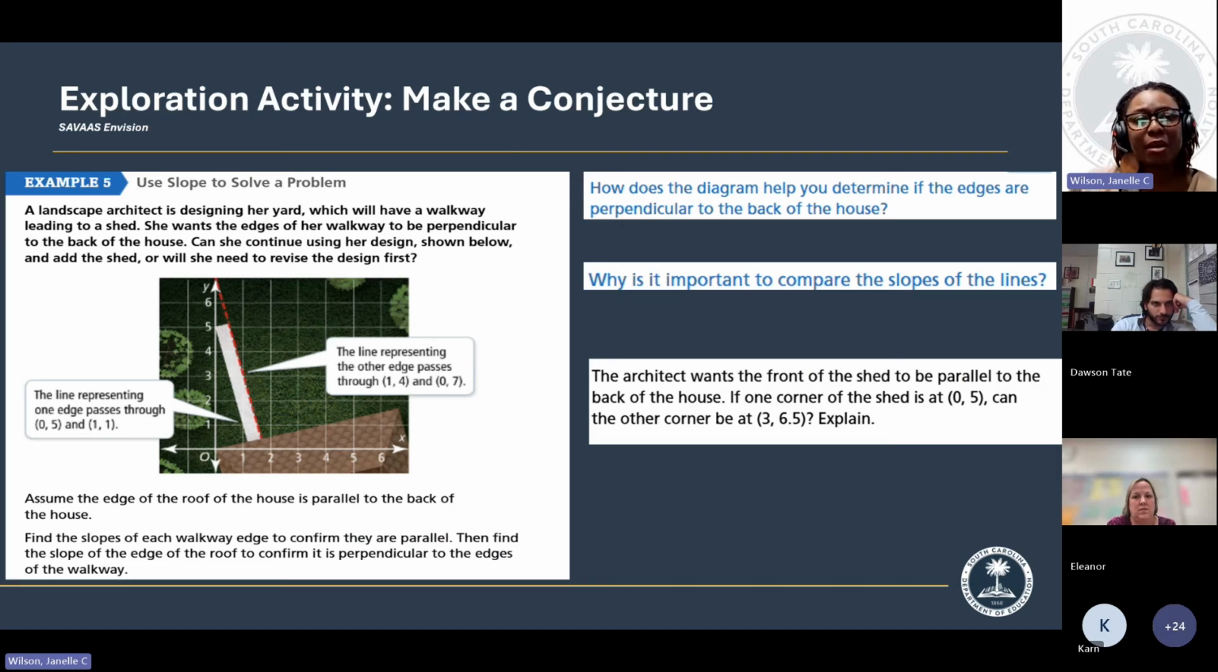Another example is the exploration activity, and this is from Savvas Envision. And there's a mistake on this example. Can anyone point it out for me?